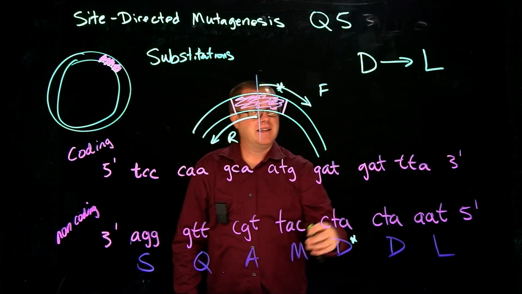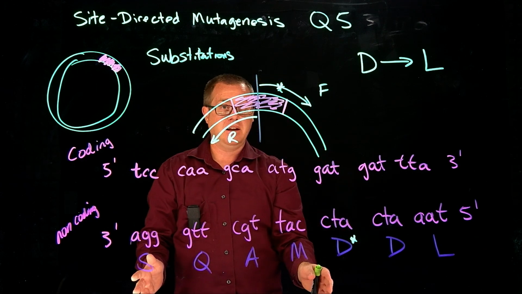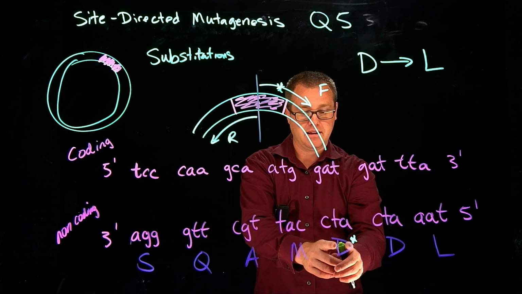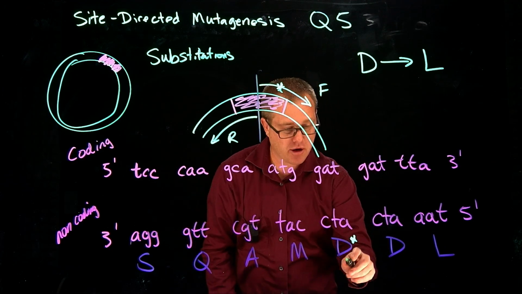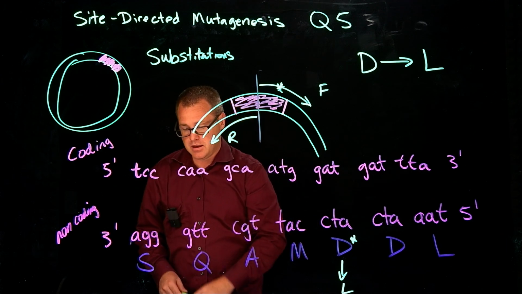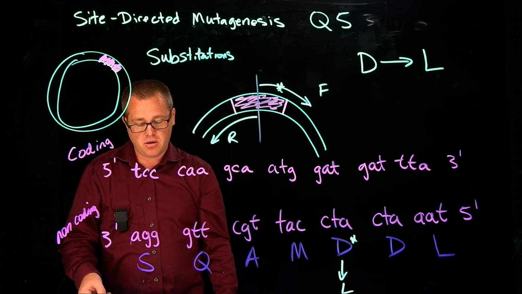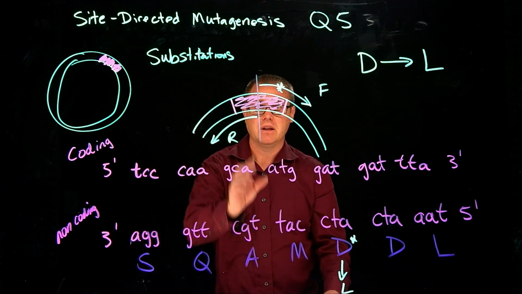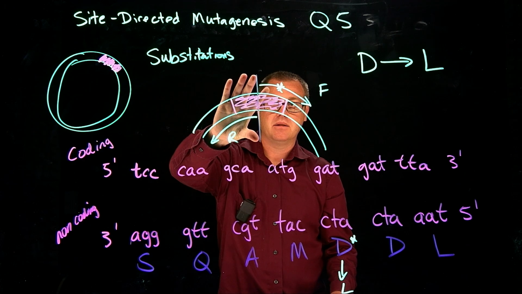So we identify in the gene the codon that encodes for that aspartic acid. And that's the one that we want to turn into leucine, right? That's what we want to do. So what we have to do now is find that junction point. So what we want to do is this blue line right here, okay?